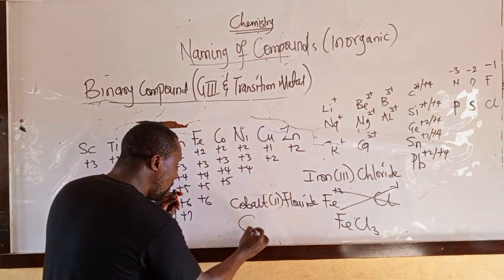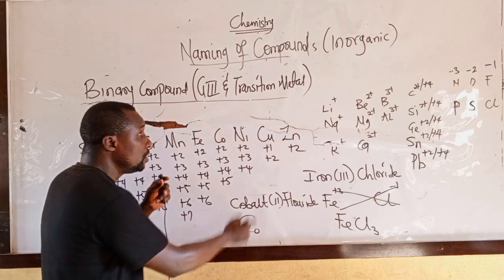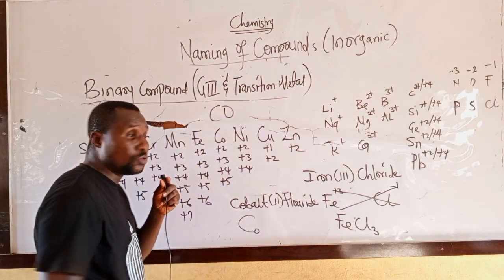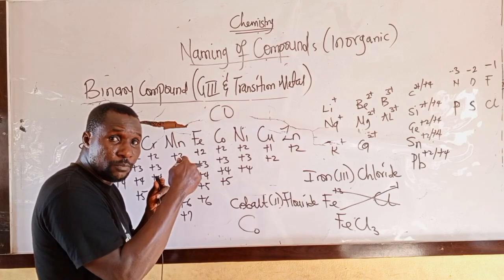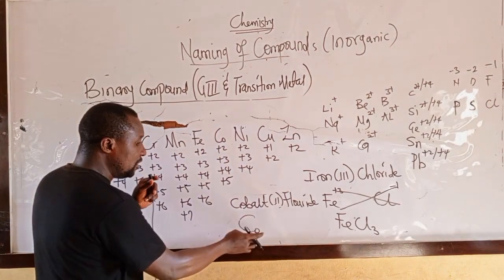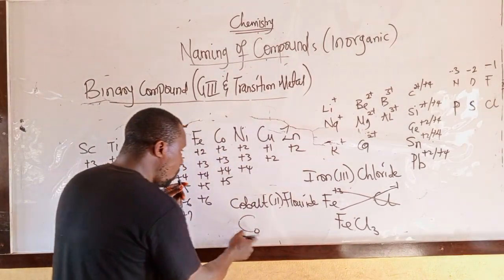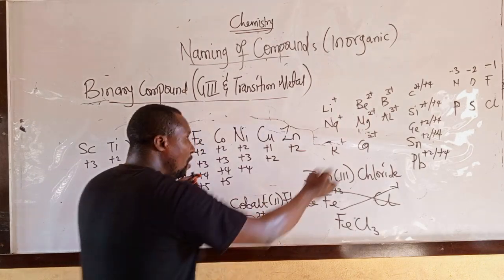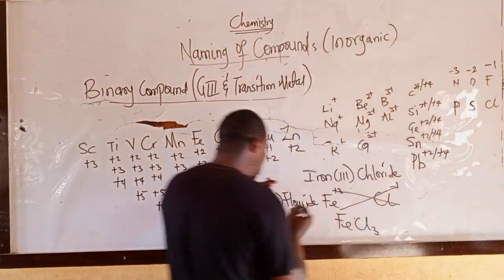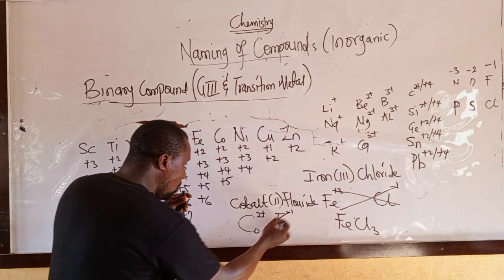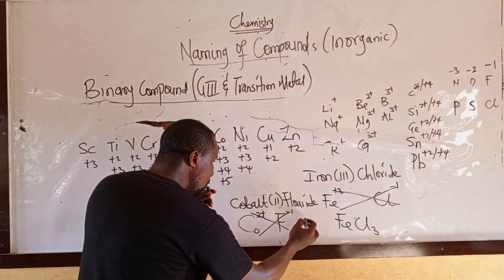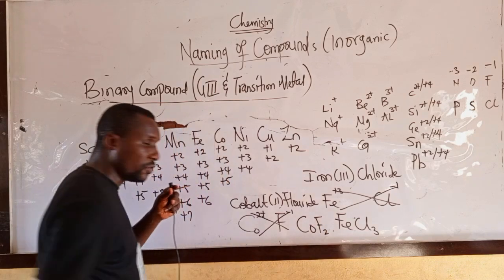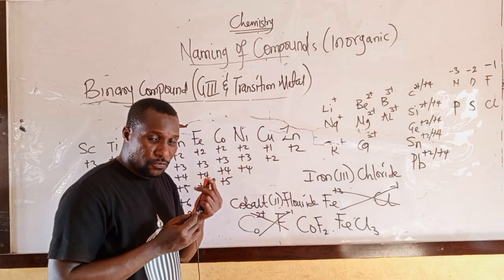Therefore, cobalt(II) fluoride means we have cobalt, capital C, small letter o. Take note, it's not capital C capital O. Capital C capital O is another compound, carbon(II) oxide, which I'm coming to. Cobalt's oxidation number is +2, fluorine's is -1. So this one comes here, this one goes there, and you have cobalt(II) fluoride. Take note.